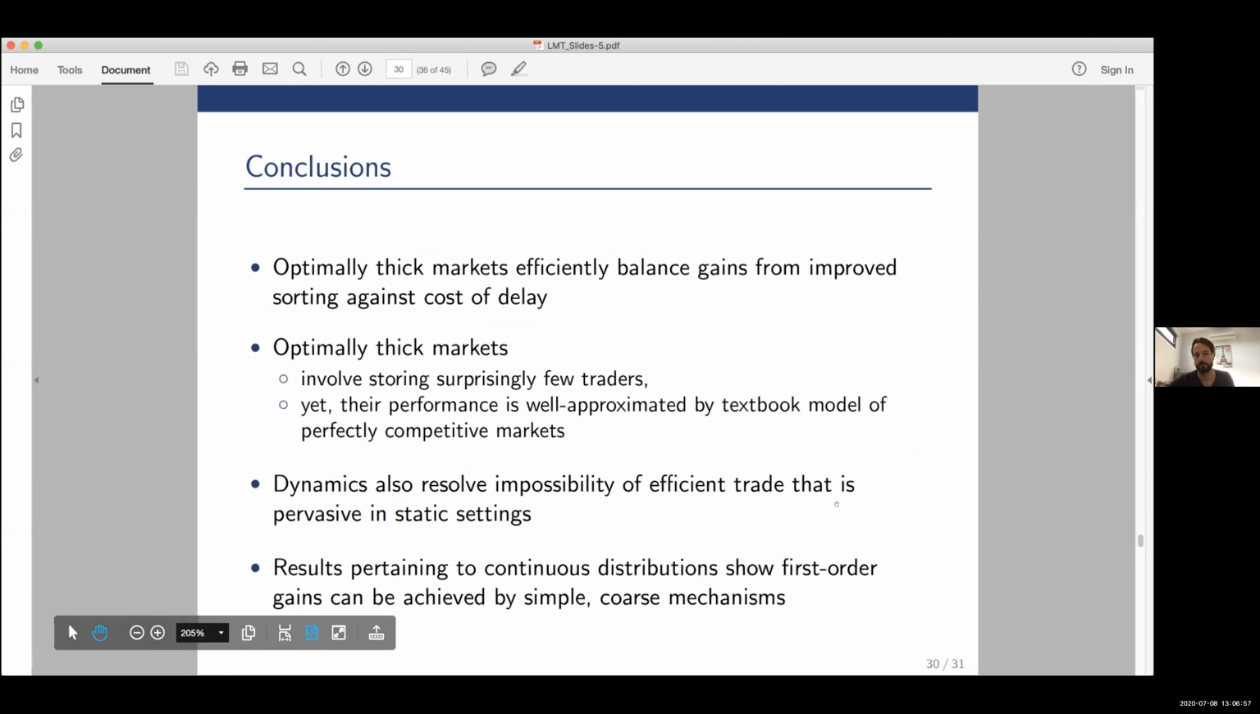Yeah, so let me wrap up. I think one of the results that comes from this paper is that optimally thick markets are surprisingly thin when measured by the number of traders, but yet behave surprisingly close to the competitive market limit.